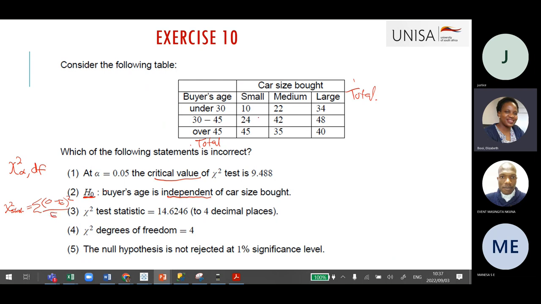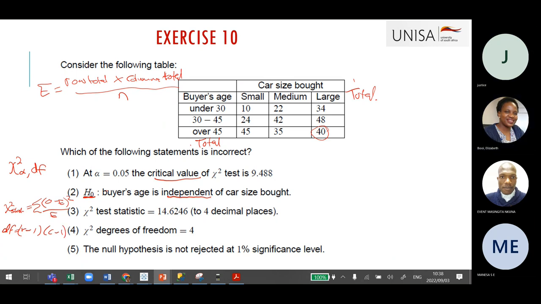Therefore, it means we need to go and calculate the expected value for each and every one of those values by using your row total times your column total for every observed value, dividing that by n, which is your grand total. And once you have that, then you can also find your degrees of freedom. So your degrees of freedom is number of rows minus one and number of columns minus one. And you would have calculated your degrees of freedom with the second one.